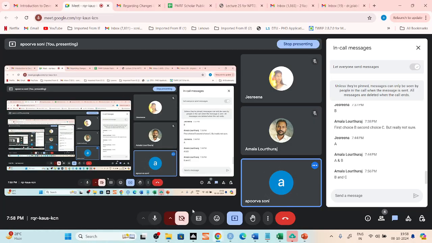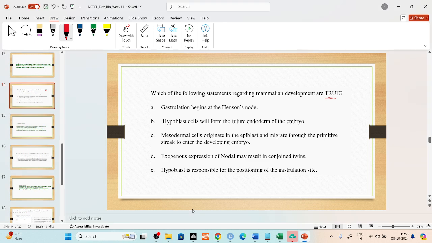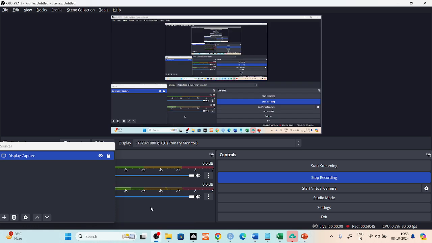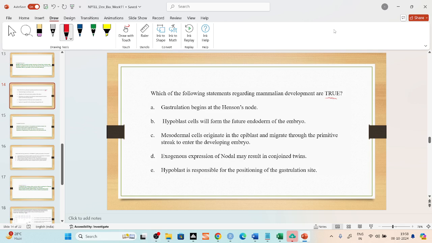Somla has answered B and C. Fine. That is, hypoblast cells will form the future endoderm of the embryo, and mesodermal cells originate in the epiblast and migrate through the primitive streak to enter the developing embryo. Okay, fine.